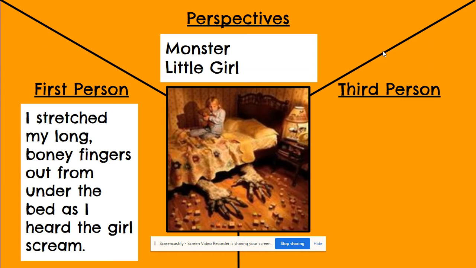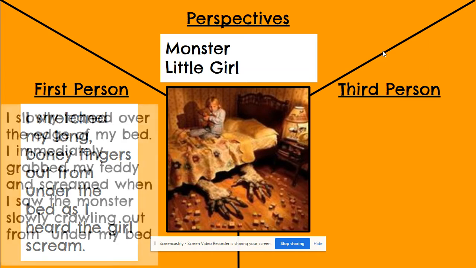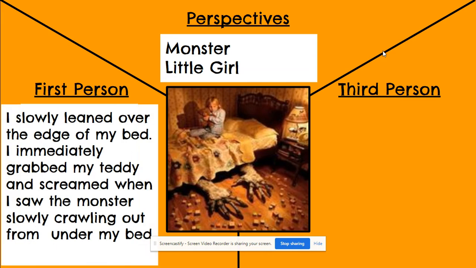If you were going to talk about it from the girl's perspective, you might say, I slowly leaned over my bed. I immediately grabbed my teddy and screamed when I saw the monster slowly crawling out from under my bed. We're describing the same scene, however, it's going to be from the different perspectives. And it was first person because we used the word I.